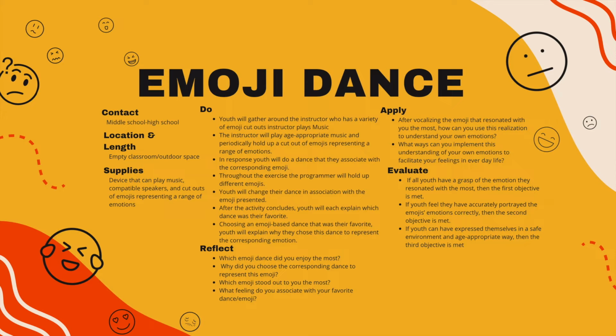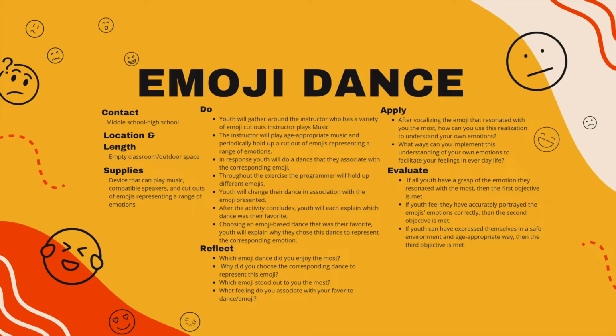How we'll run this program is that the youth will gather around the instructor, who has a variety of emoji cutouts, as the instructor plays music. Of course, the instructor will play age-appropriate music and periodically hold cutouts of different emojis representing a range of emotions. In response, the youth will do a dance they associate with the corresponding emoji.